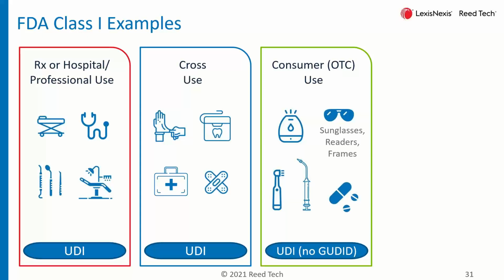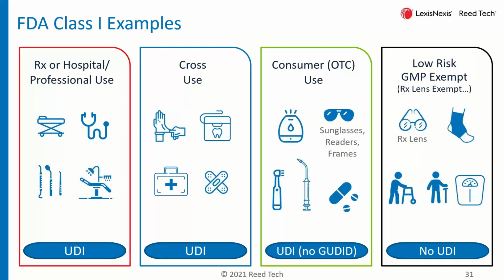And then we have what I refer to as a hybrid. There's a cross use here. So you've got products that are sold into both the professional setting as well as your local pharmacy. Some of those examples include examination gloves, dental floss, first aid kits, and even Band-Aids where UDI is required.